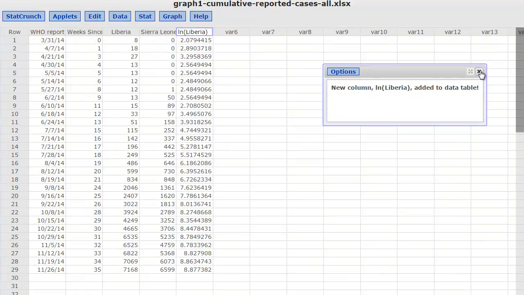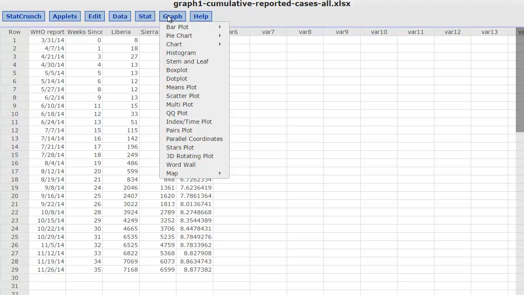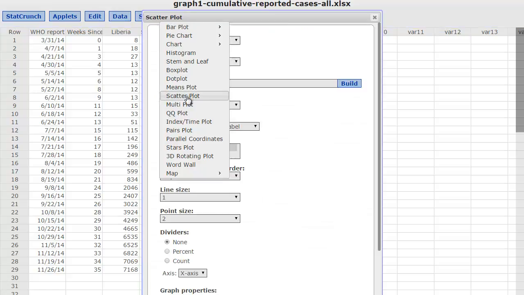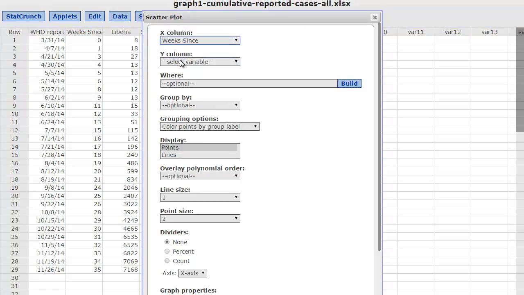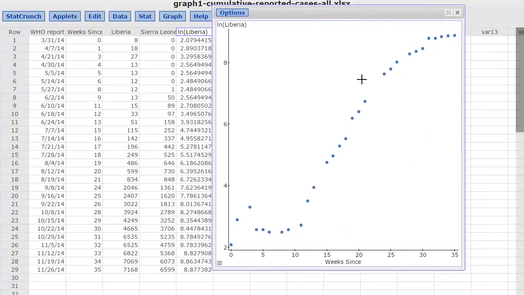And so what's happened now is I now have the natural log of all of these numbers in this particular column. And you're like, Professor G, why did you do that? What happened there? Well, now when I make a scatter plot of the weeks, and now instead of using Liberia, I use the ln of Liberia, and I compute it, I actually get a much straighter form of the data, okay?